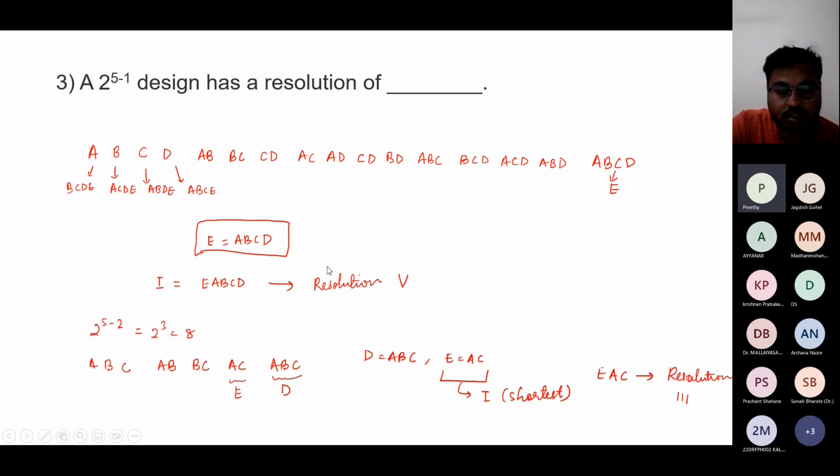Sir, in the previous one, the E is equal to ABCD. That is the shorter one, no? Then the resolution should be 4, no? Yeah, so the generator equation here will be E, A, B, C, D, all of these. Therefore, the resolution is 5 because it has 5 terms. In the second case, this is the shortest equation and it has 3 terms, E, A, and C. So we look at both sides of the equal to.